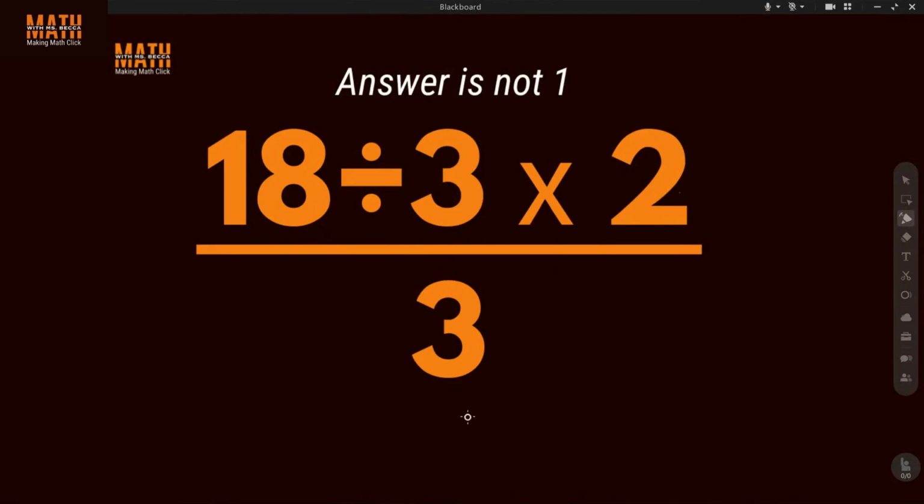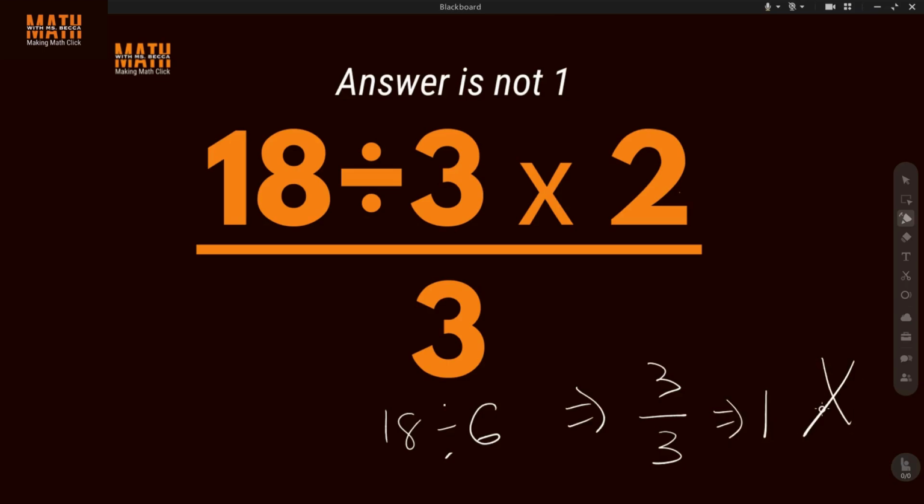times 2 is 6. Then 18 divided by 6 gives 3. And then 3 divided by 3 equals 1. But this is wrong. Why? Because we are to apply the PEMDAS rule.